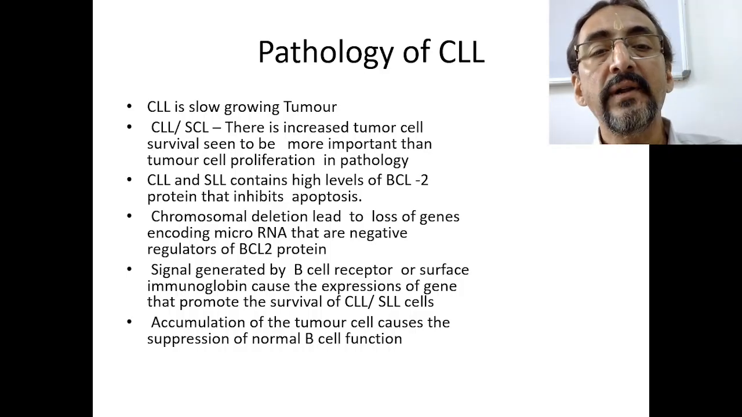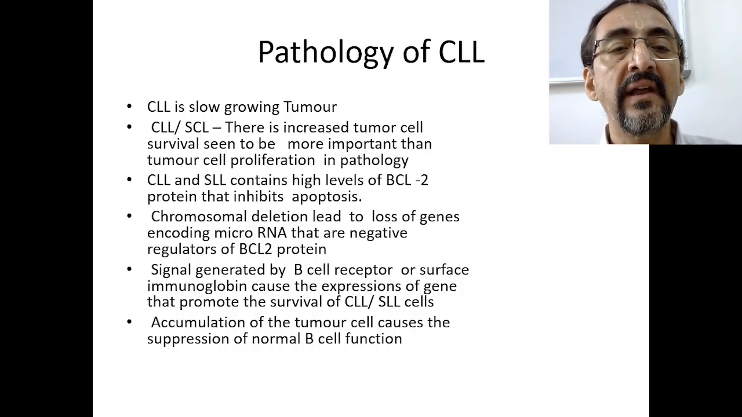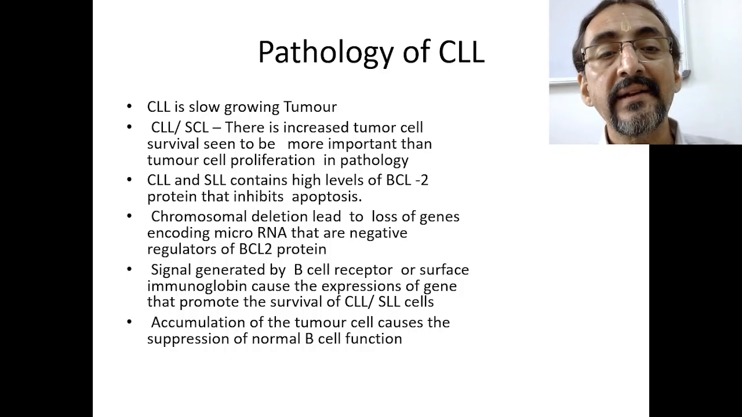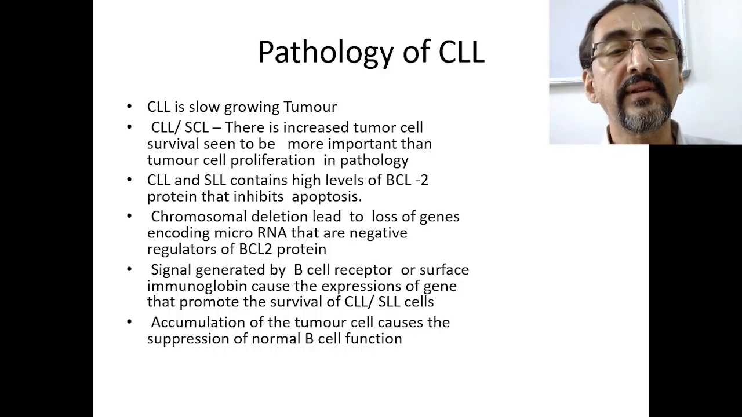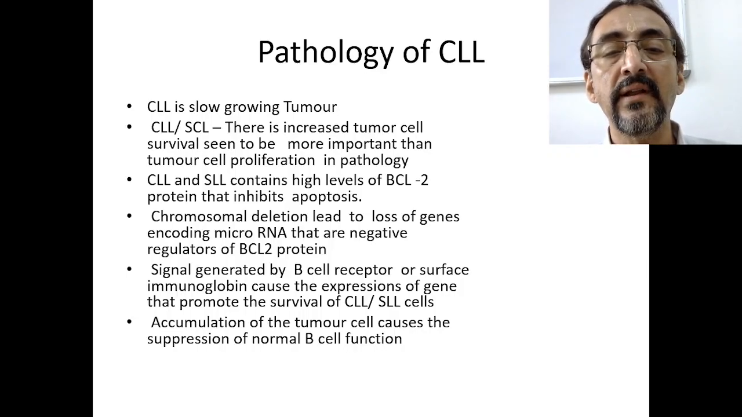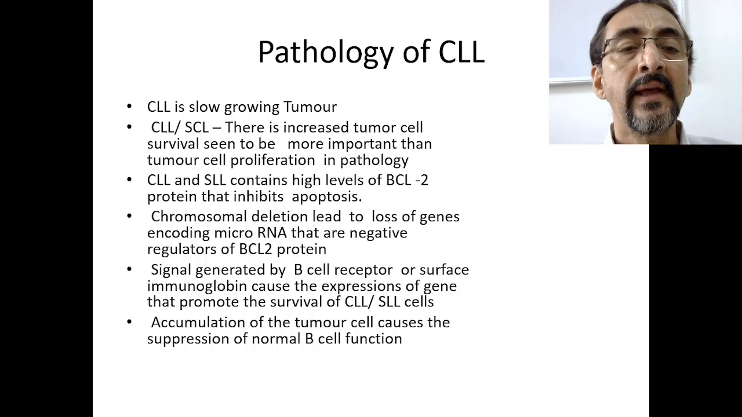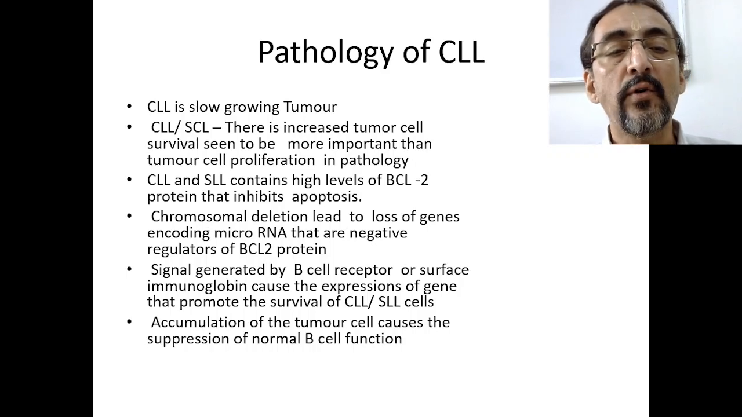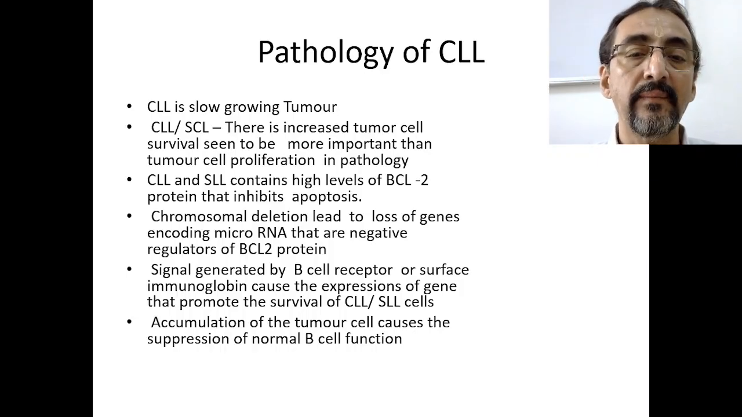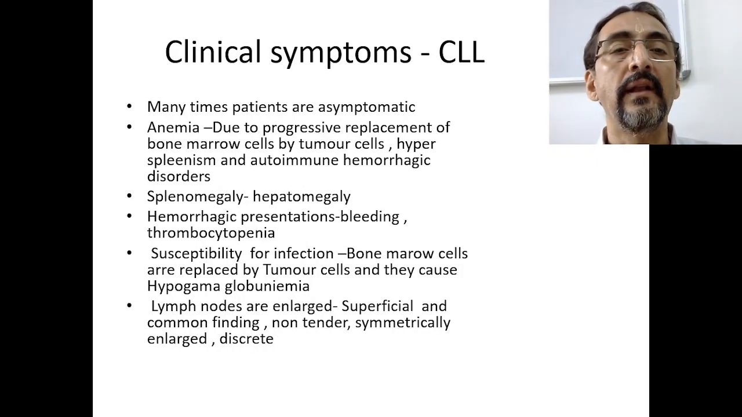The chromosomal deletion leads to the loss of the genes encoding the microRNA that are negative regulators of BCL2 protein. Signals generated by the B cell receptor or the surface immunoglobulin cause the expression of genes that promote the survival of CLL or SLL cells. Accumulation of the tumor cells causes suppression of normal B cell function. So this is the total pathology of CLL.